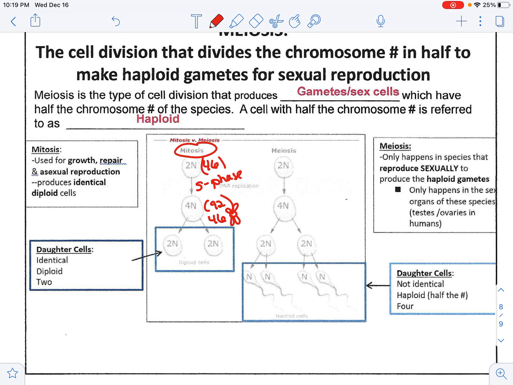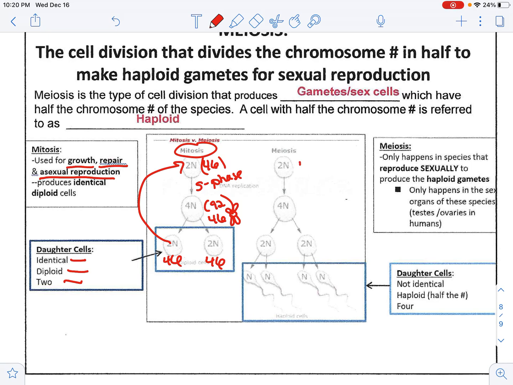And then it divides by prophase, metaphase, and so on, and you get two identical cells. These are what we call the daughter cells. They're identical. They're diploid. There's only two of them. So the cell you started with and these cells, everybody's identical. The whole point of mitosis is to start with a cell with a chromosome number and make two identical copies of it. And we use that whenever we grow, and we repair tissue. That's how asexual reproduction works.